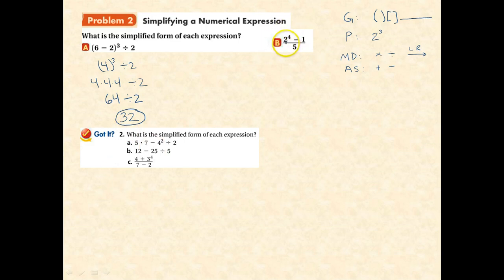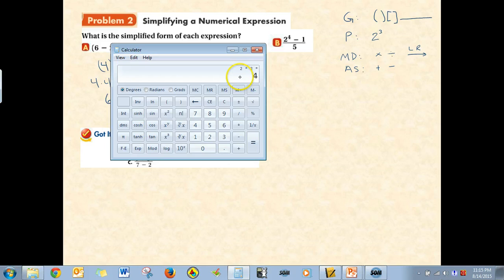Alright, B. Grouping symbols first. Well, the only grouping symbol we have is the fraction bar. So all that means is we have to simplify the top of the fraction bar and then the bottom before we divide the top by the bottom. Well, up in the top, we don't have any grouping symbols inside, the next priority is powers. So we're going to do 2 to the 4th. Well, 2 to the 4th is 2 times 2 times 2 times 2, 4 times. So 2 times 2 times 2 times 2 is 16.